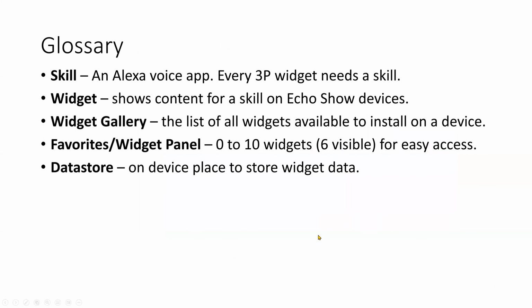So here are some of the terms. The reason I include skill as the first one is that a skill is just an Alexa voice app. 3P means third party, meaning you create it as opposed to something that Amazon creates. Every widget needs a skill. So I wanted to point out that what you already know about developing skills is important, and it's going to be foundational to what you do.